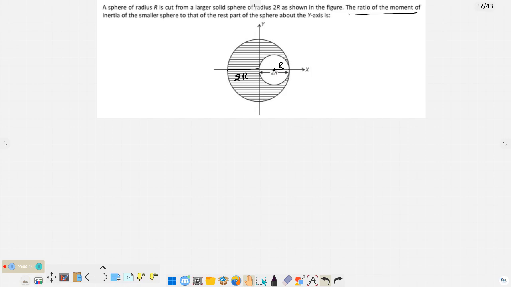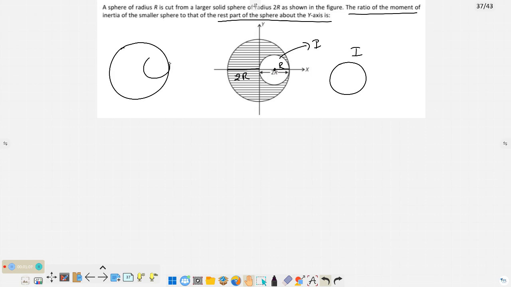The ratio of the moment of inertia of the smaller sphere, this is the smaller sphere, is taken as I, and the rest part of the sphere is the bigger sphere after removal of this one. Now the moment of inertia of the rest part about the y-axis, this axis, they are asking.